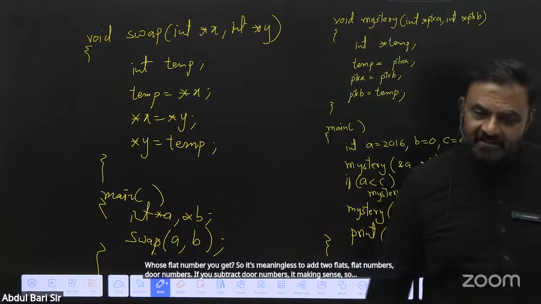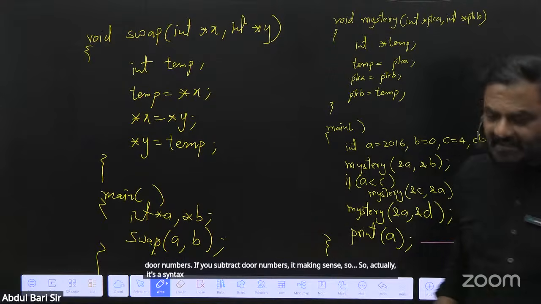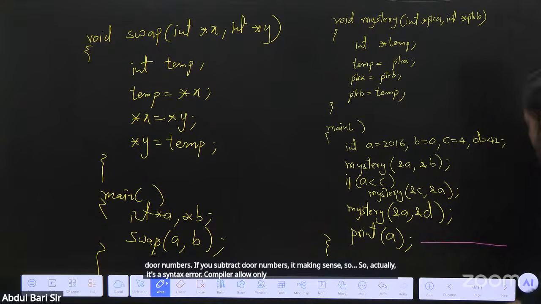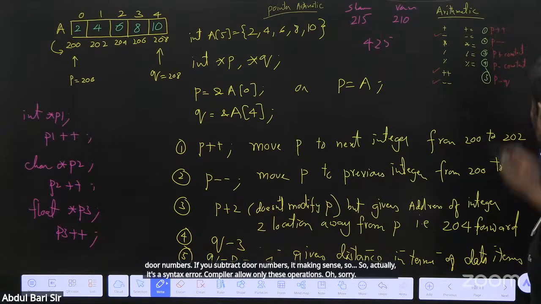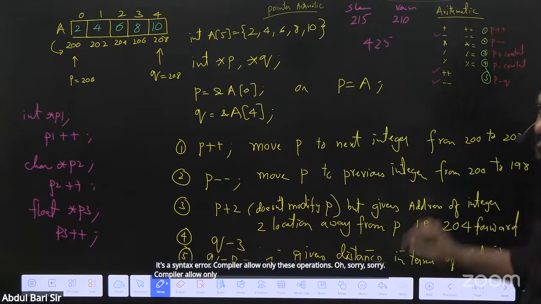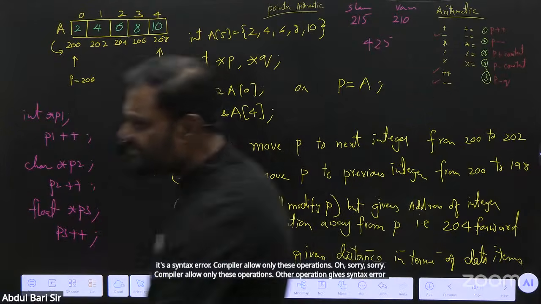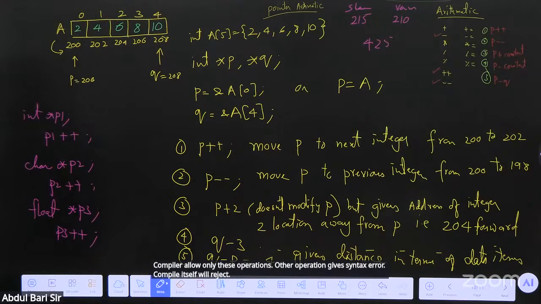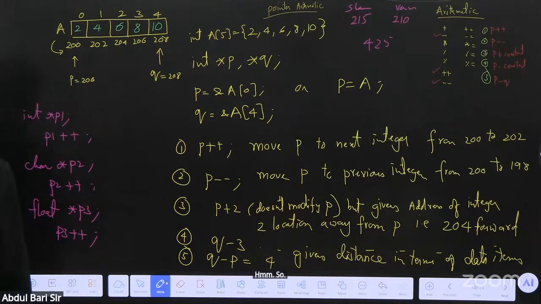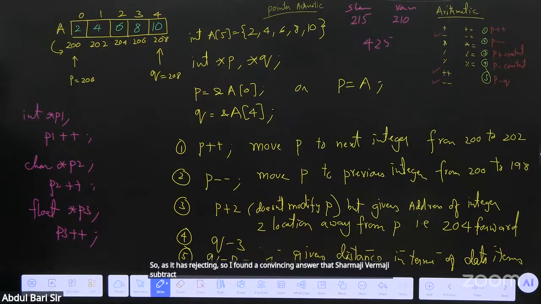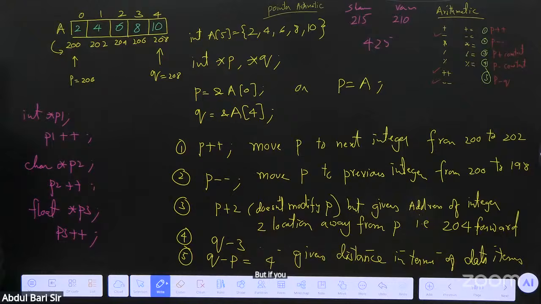So actually, it's a syntax error. The compiler allows only these operations. Other operations give a syntax error. The compiler itself will reject it. So as it is rejecting, I found a convincing answer: Sharmaji and Varmaji subtract, its answer is correct. But if you add, you will get meaningless results.